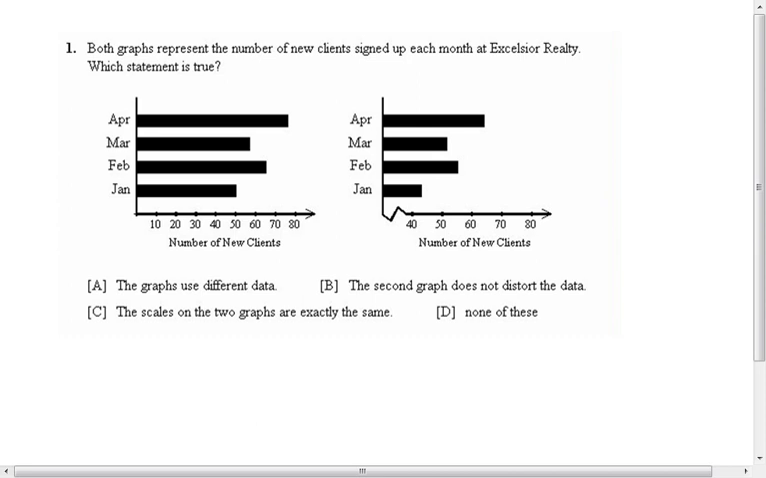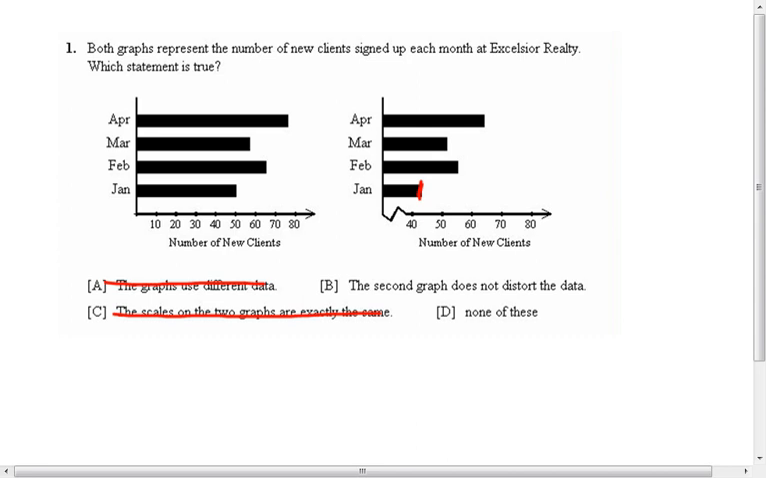When it asks you that, here's what I want you to look at. It says that in January there's 50 customers here, and in January there is not 50 customers here. So they actually use different data here because January has different numbers of customers. So different data, that's not true. Okay. The scales on the two graphs are exactly the same. Well, the scales aren't exactly the same because this starts at 0. This one over here doesn't start at 0. They aren't exactly the same. Okay, so that is not true.